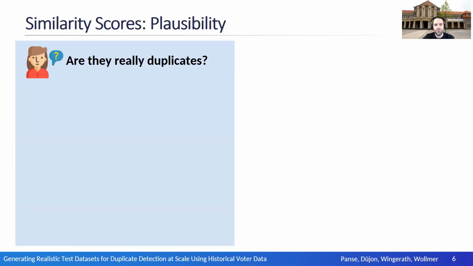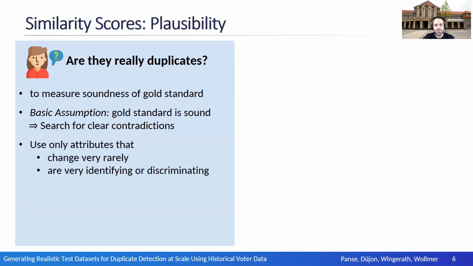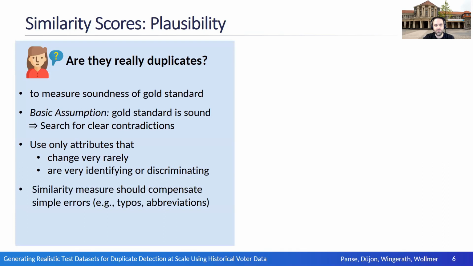The first one is a plausibility. It should measure to what extent the given duplicate labels are sound, because we found some records that have the same NCID but probably do not refer to the same person. Nevertheless, we have the basic assumption that the given labels are correct, and we have only looked for clear contradictions to this assumption. For this reason, we use only attributes that are either very identifying or very discriminating and that rarely change.